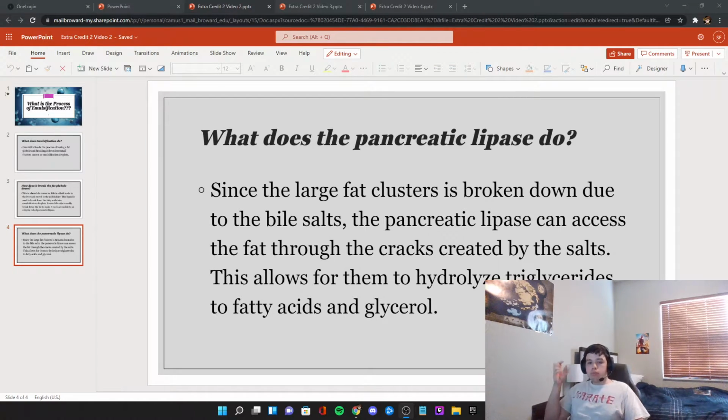So the bile breaks down the fat globule and creates the emulsification droplets. Once the emulsification droplets are created, that allows the pancreatic lipase, which is an enzyme, to access the fat through the cracks created by the bile salts. This allows them to hydrolyze triglycerides into fatty acids and glycerol.